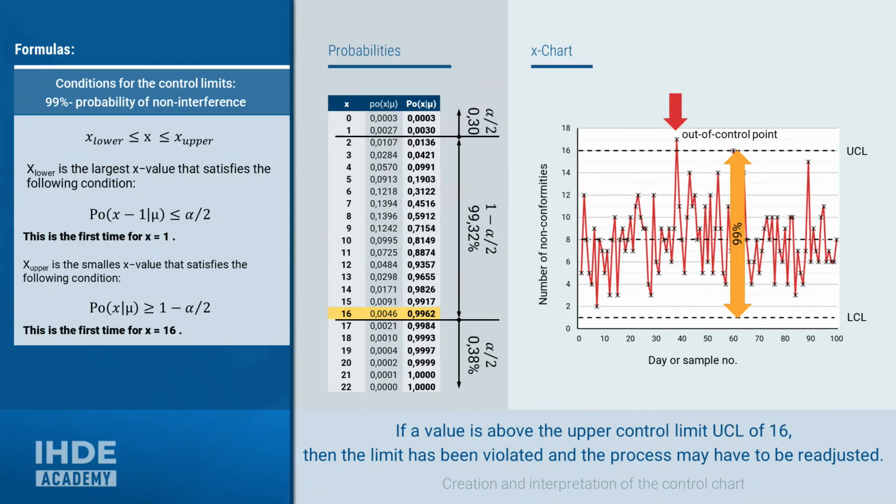In our example, the lower limit could also be omitted. After all, fewer mistakes are better than more. On the other hand, a sample with no defects at all would also offer the opportunity to examine how this positive event came about and to use this knowledge to improve the process.